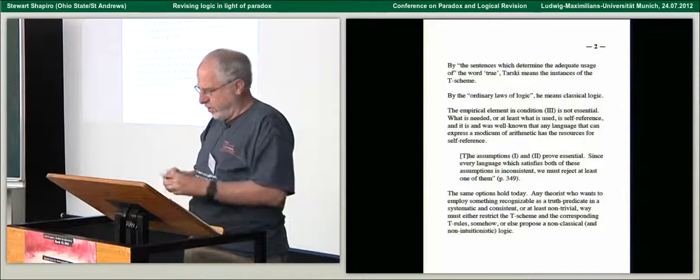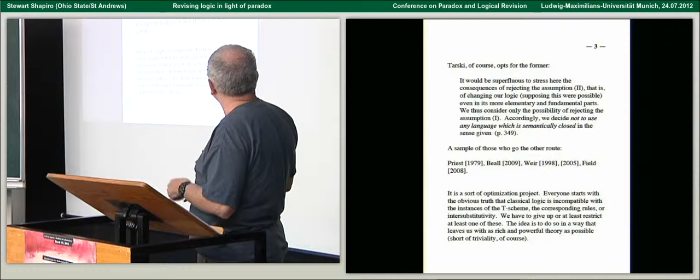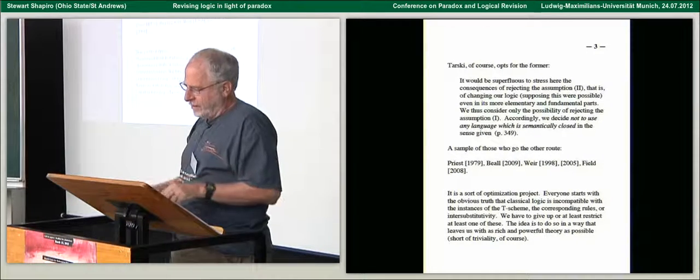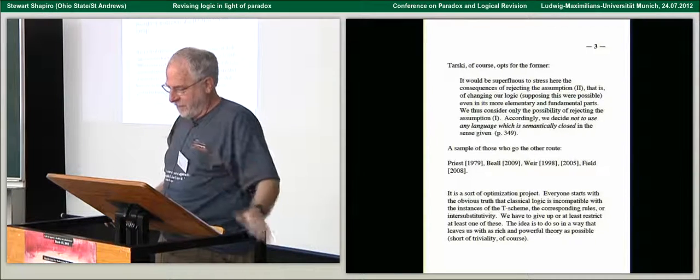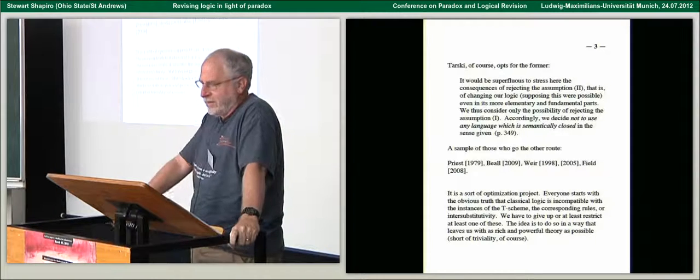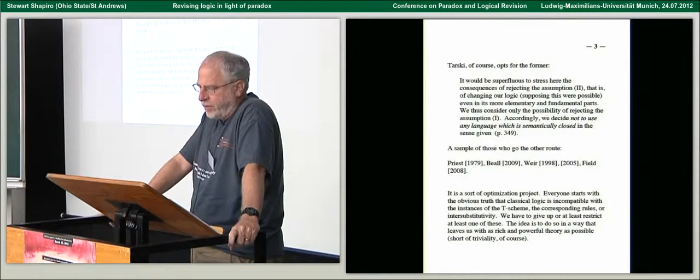So he says it would be superfluous, I love this, to stress the consequences of rejecting assumption 2. That is, changing our logic, supposing this were possible, even in its more elementary and fundamental parts. We'll get to what he might have meant in a while. We thus consider only the possibility of rejecting assumption 1. Accordingly, we decide not to use any language which is semantically closed in the sense given.